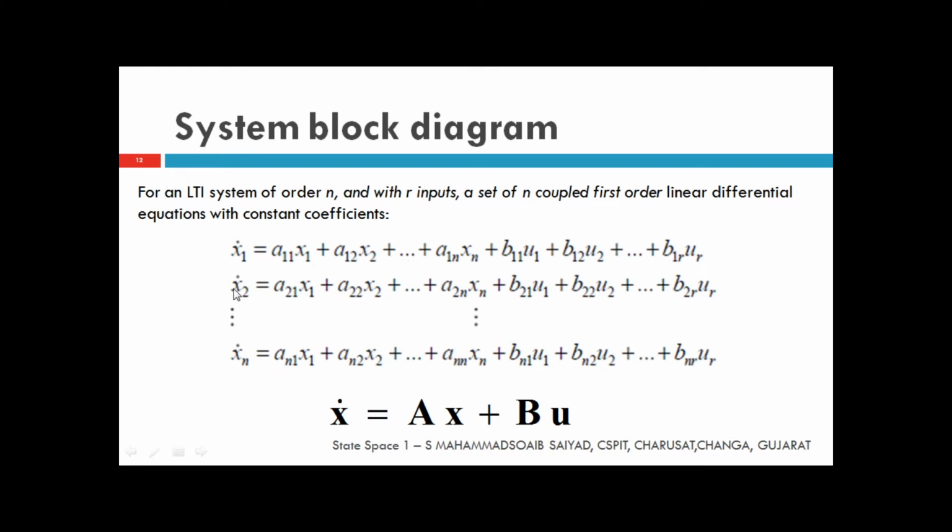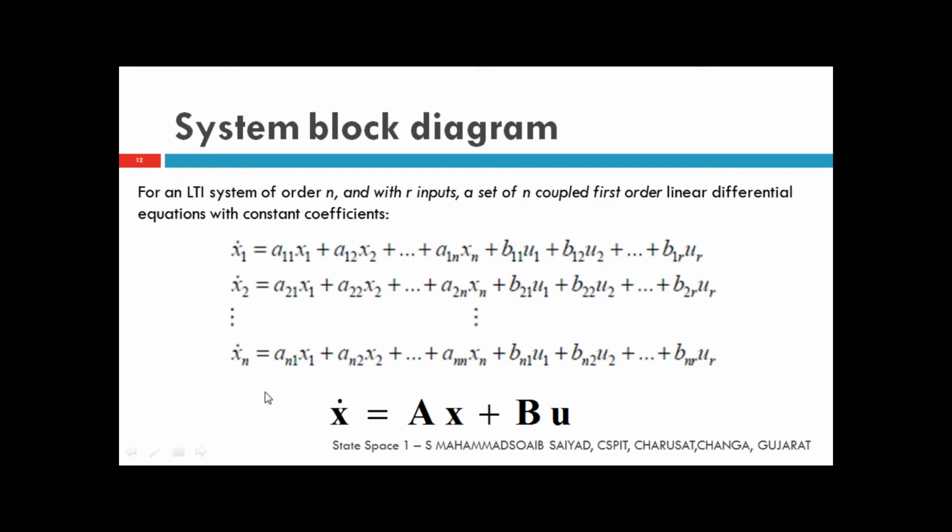Similarly, x2 dot is equal to a21 x1 plus a22 x2 plus up to a2n xn plus b21 u1 and so on. This is the general form of the equation that will be followed for however many state variables there are. The last one is in terms of n: xn dot is equal to an1 x1 plus an2 x2 up to ann xn plus bn1 u1 plus bn2 u2 plus up to bnr ur.